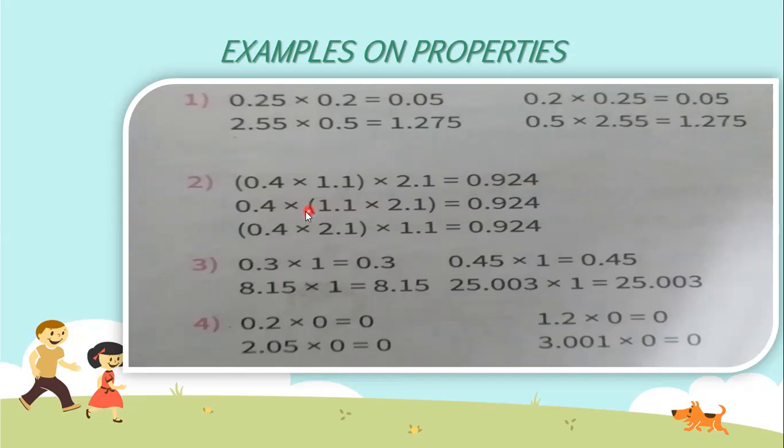Now change the order. Group 1.1 and 2.1. Multiply these two, and whatever answer you get, you multiply with 0.4. Then also you will get 0.924 only.